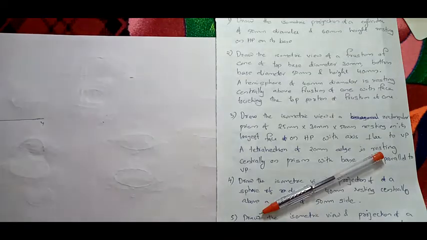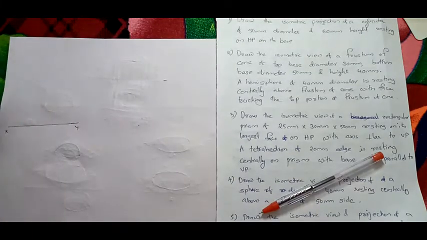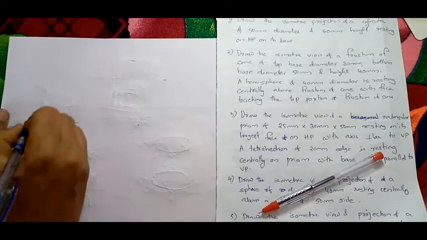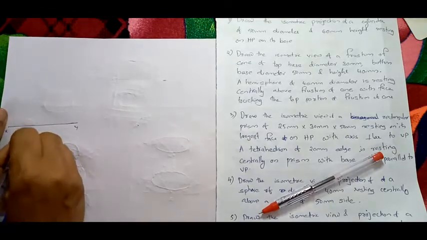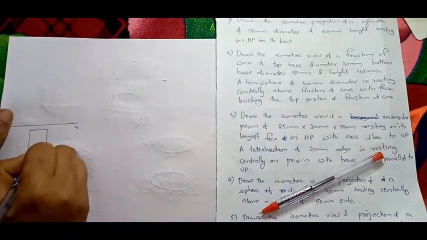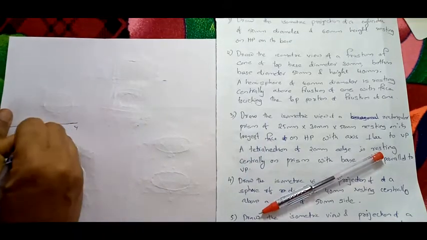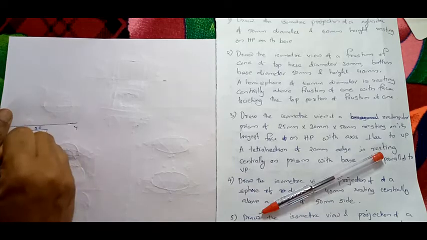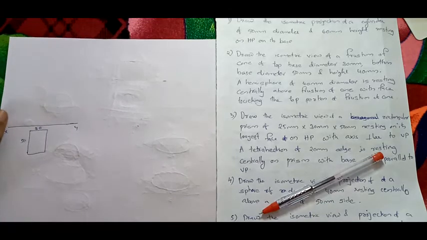Now draw the XY line. Now it's resting on the largest face, right? So it's resting on the largest face means the top view will be, the largest face is 30 into 50, right? So we'll be drawing like this, 30 into 50. This will be 30, this will be 50. So 30 into 50 mm.